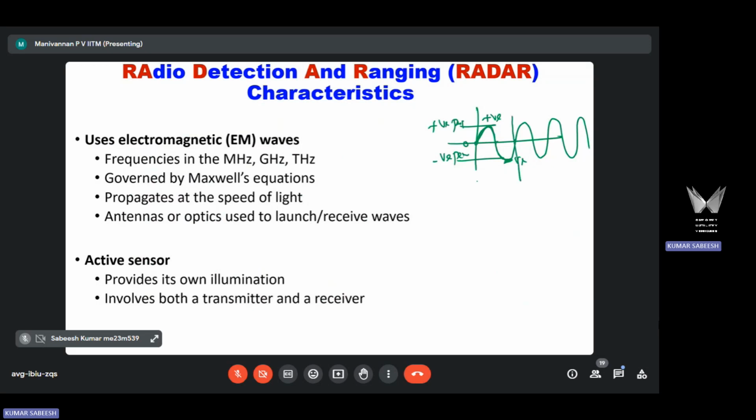So this is called one cycle: one positive half cycle and one negative half cycle together are called one cycle. This is called a periodic wave.